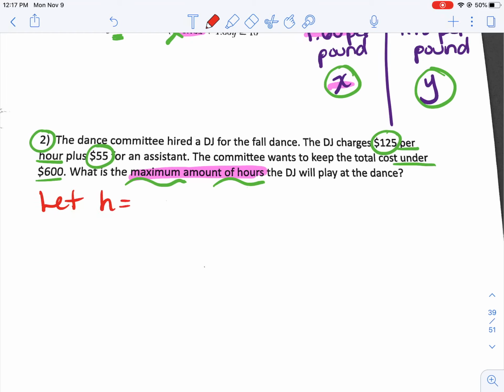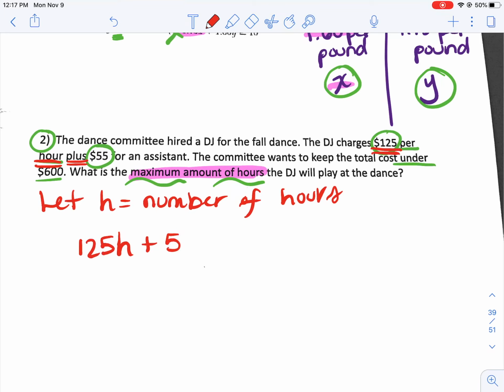Let H equal number of hours. Okay, so if we look at this, he wants to spend $125 per hour. Now when you guys see the per hour, you're going to take 125 and put the H right next to it so that they're connected, plus 55 for an assistant. So no matter what, $55 is how much the assistant is making, even if he's there for 1 hour, 2 hours, 3 hours, 10 hours, right? And again, they want to keep it under 600.